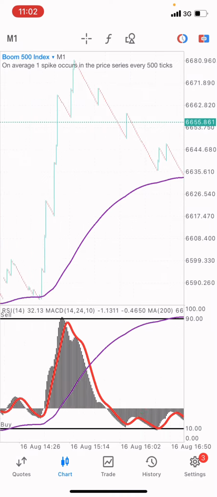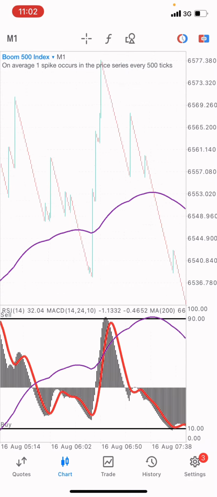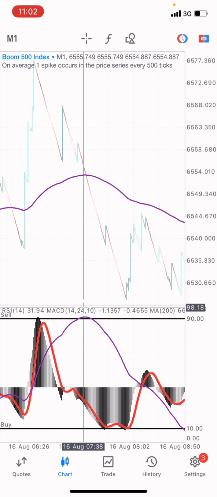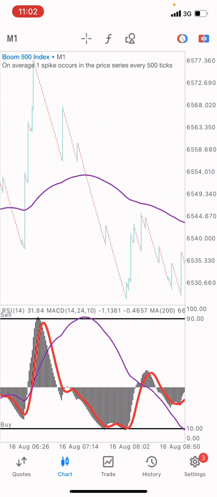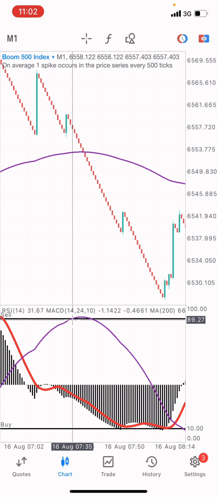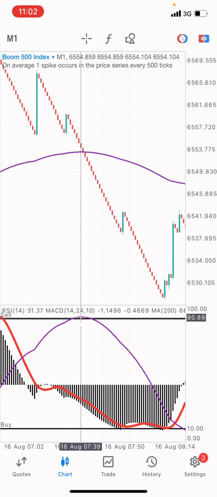Now I'm going to show you that this actually works. I've tested it and it works perfectly. All right, take a look at this point as well. Here it crosses above. Let's zoom in on the market so that you can see what I'm talking about. You see between this moving average and this level of 90, there's a space at this point.